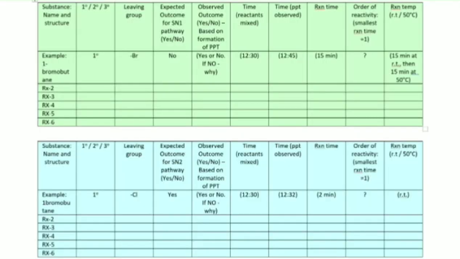All the data and results that you need to report for today's experiment are in these two tables. The top one is related to SN1 and the bottom one is related to SN2 reaction. Fill out these tables, find the time of each reaction, and order them based on their reactivity.